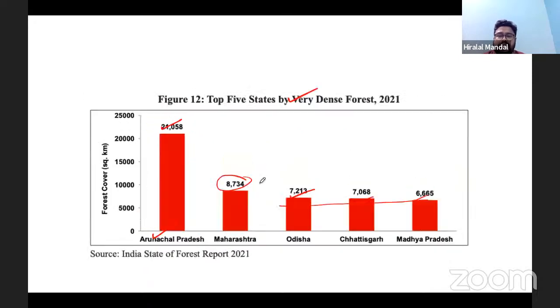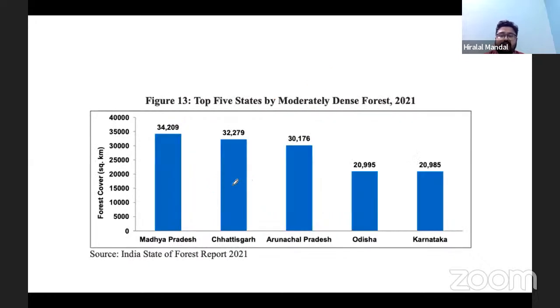Here, it is clear that in terms of very dense forest, where the tree canopy is more than 70%, Arunachal Pradesh is the best performing, followed by Maharashtra, Odisha, Chhattisgarh, and Madhya Pradesh. So that's the ranking.